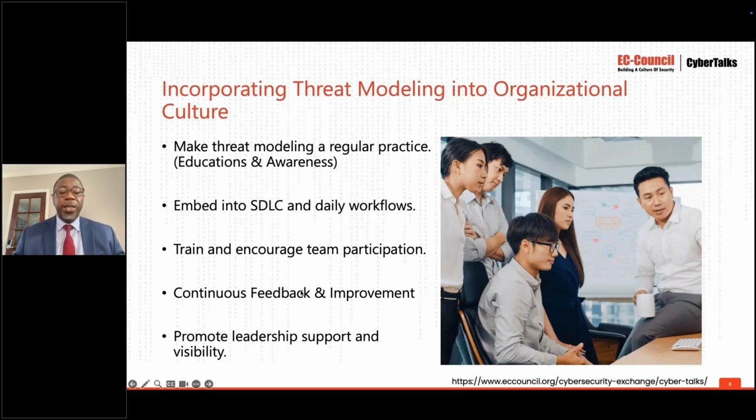We want to promote leadership support. We know that the best way that we can do threat modeling or security within an organization is through leadership, senior leadership. We want to ensure that they understand where the liabilities are. We want to ensure that they know that they are responsible in the event that anything happens. And so we want to promote the senior leadership. We want to ensure that we have good support from our staff, and good support from our senior leadership as well.